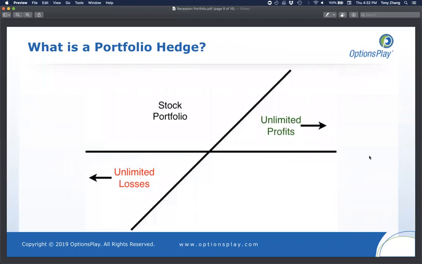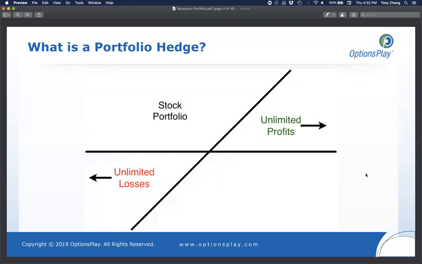So a portfolio hedge, for illustrative purposes, is very simple. We start with the stock portfolio. A stock portfolio that you have will give you unlimited profits as the markets continue to go higher and higher. It will also provide unlimited losses all the way down to zero until you've lost everything. So it's a dollar for dollar exposure that you have with your current portfolio.